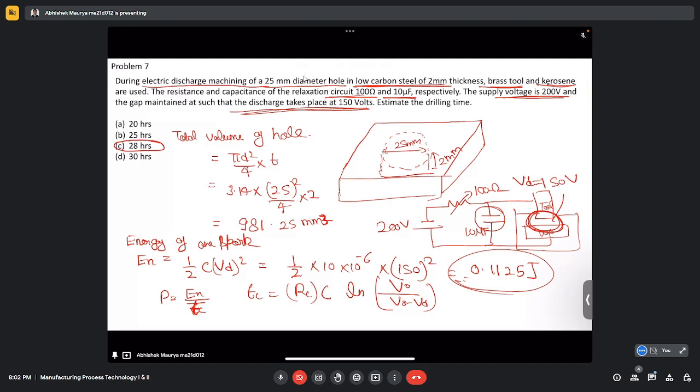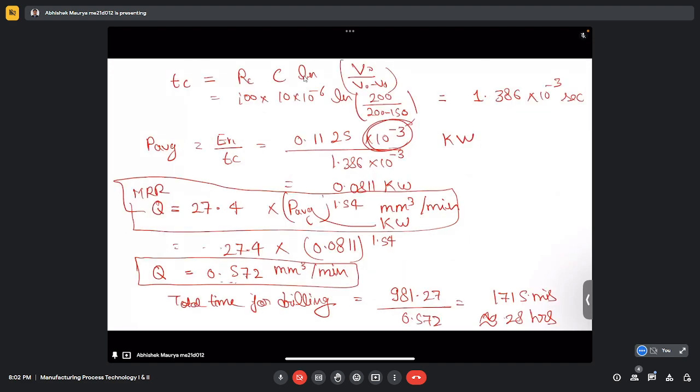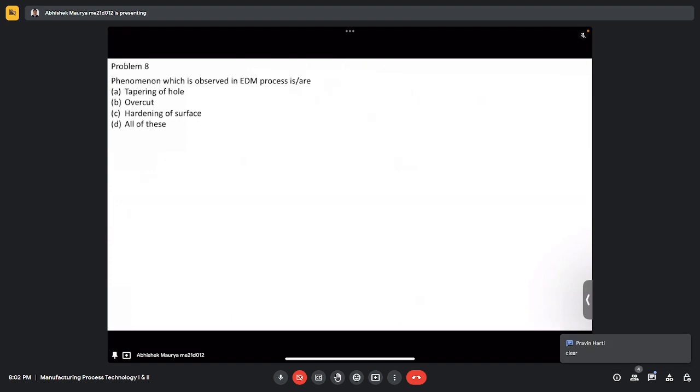So is it clear, or is there some doubt in some step? Okay, if it is clear, then we can quickly move to the next problem. Please read the problem and you can give your response in the chat box.